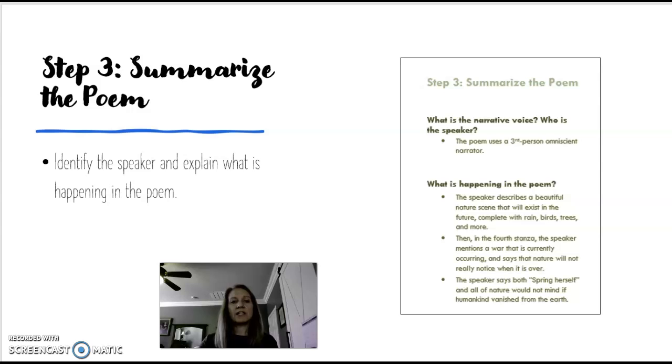Step 3 is where you're going to summarize the poem. You'll identify the speaker and explain what is happening in the poem. So you'll again use the header of step 3, summarize the poem. What is the narrative voice? Who is the speaker? So in this case, the poem uses a third-person omniscient narrator. And so then you'll follow that with what is happening in the poem. So it's a summary of what happens in the poem for step 3.